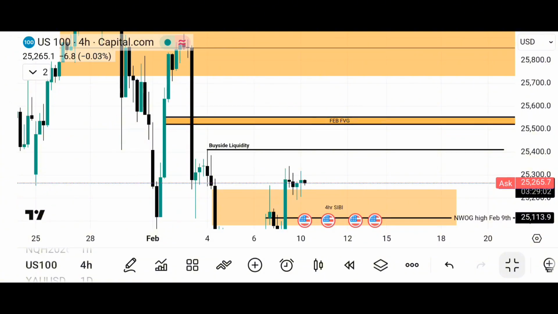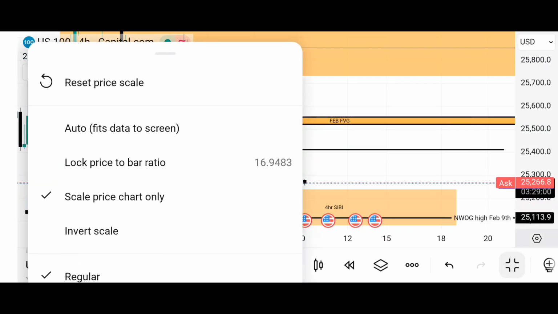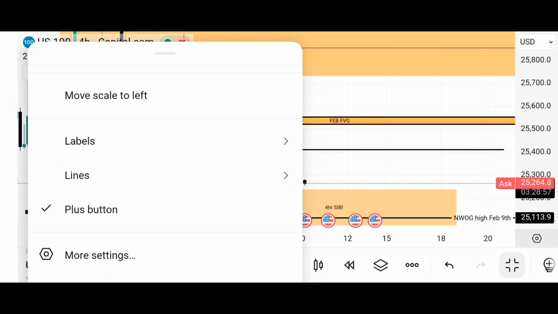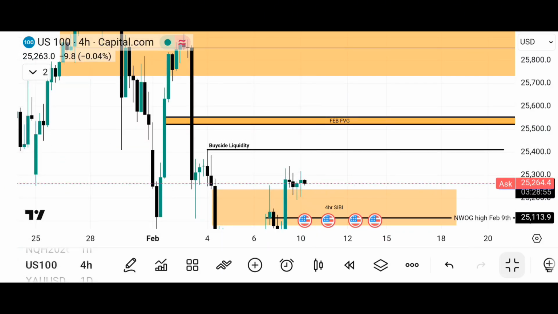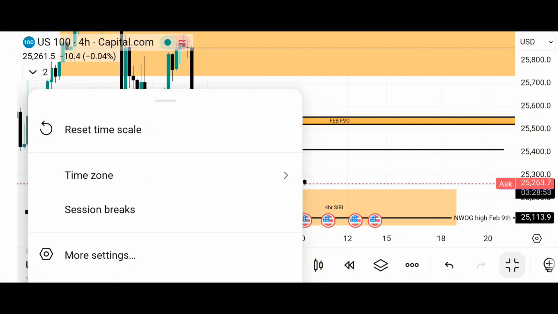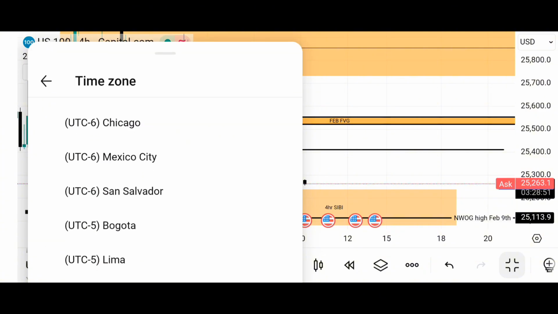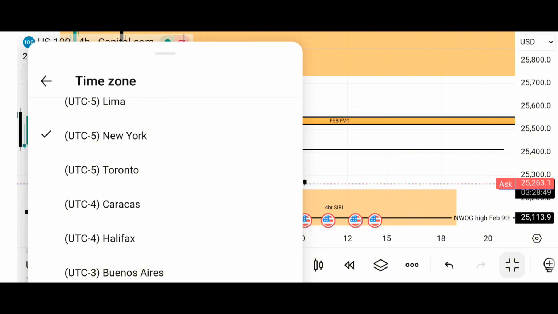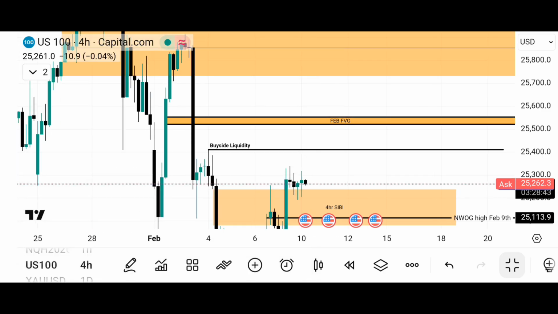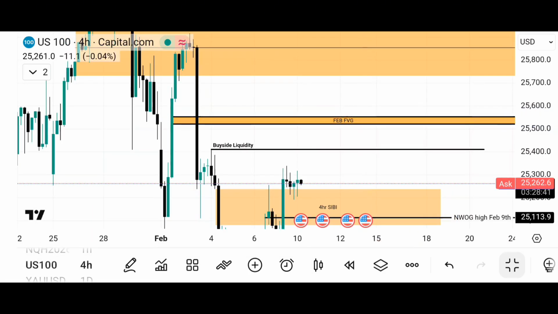And also, to get this right, your time zone should be set at New York time zone. That's the one I use right here. And I'll quickly show you how I drew this.